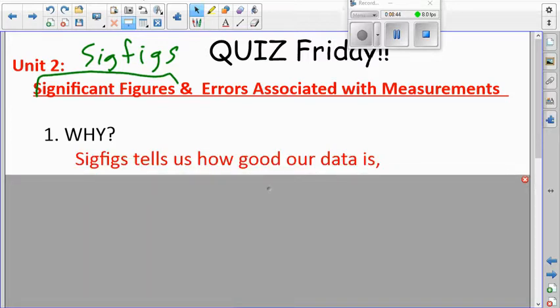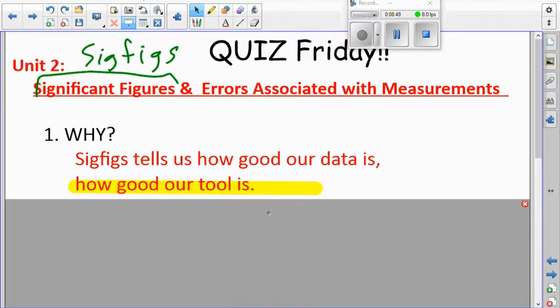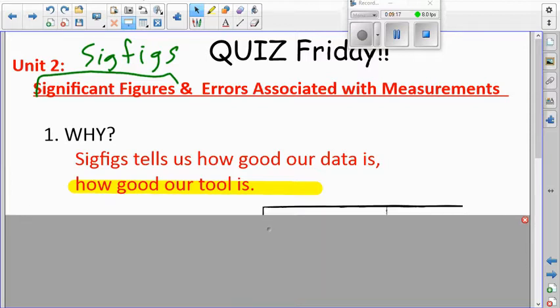Sigfigs tell us how good our data is, and they tell us how good our tool is. So without ever meeting a person or ever observing the experiment that they're doing, by looking at their Sigfigs, you can talk about the strength of their data and the strength of the tools they're using. How good were they? Mr. Pilcher, I'm just getting more confused. That's all right. We're going to go further down the rabbit hole, but hopefully you're on top of the mountain by the end of the period.